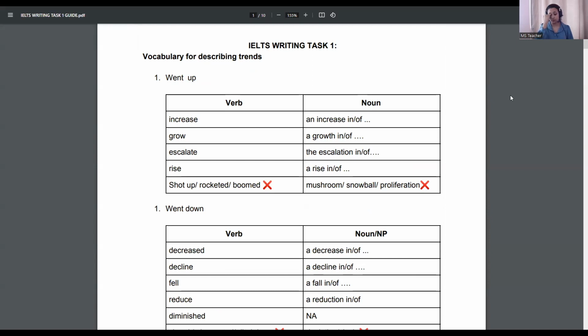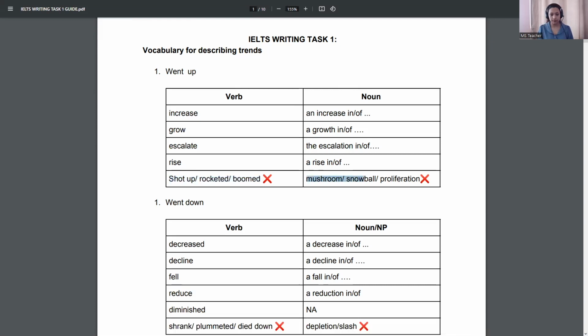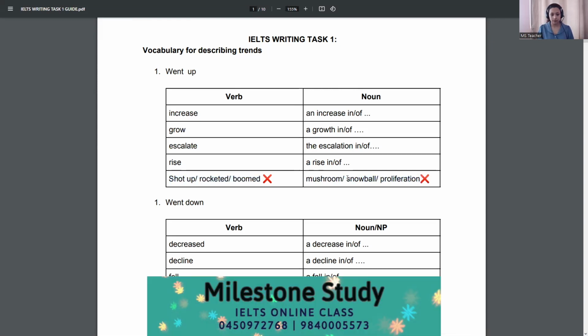Now, some things that you should not use are shot up, rocketed, or boomed. These words are quite informal. Same with the noun versions of these words, like mushroom, snowball, proliferation. These words you should not use because they're quite informal.